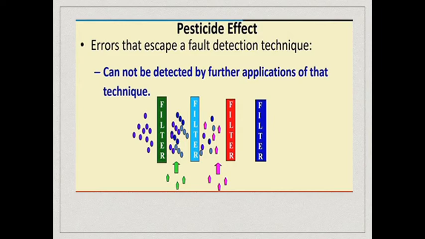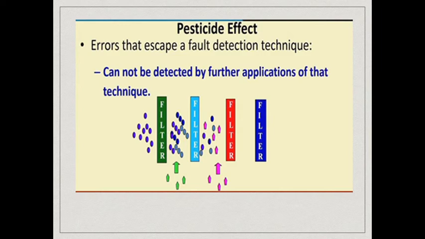We can state that an error that escapes a fault detection technique cannot be detected by further applications of the technique. What it means is that we have many types of testing techniques, dozens of them. We will look at a dozen. Each time we apply a testing technique, some faults are detected, but some escape. If we apply the same technique again and again, we will not detect those which had already escaped, because this technique does not detect those kinds of faults.